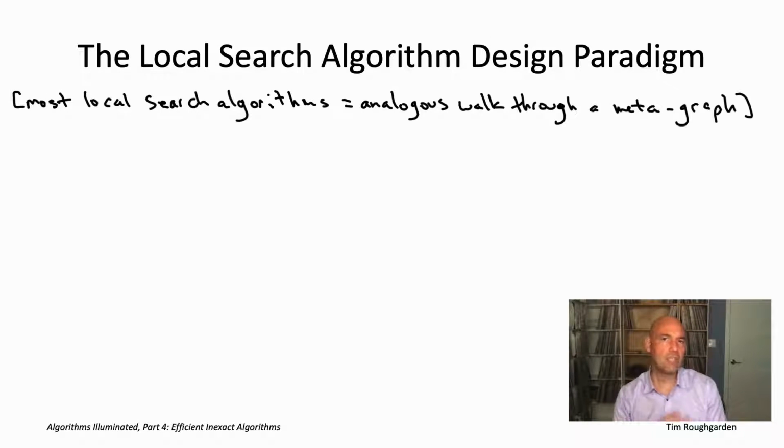That is, they can have different definitions of which feasible solutions get to be adjacent in the metagraph. And then the second main way that different local search algorithms differ is the way in which they explore the graph. And we'll have a lot more to say about that in the next video.